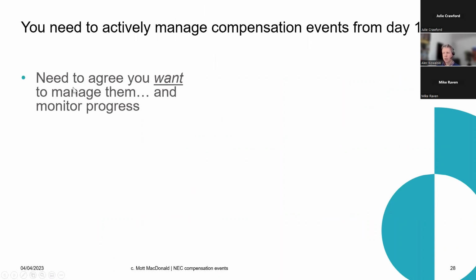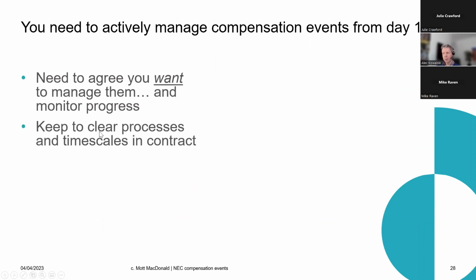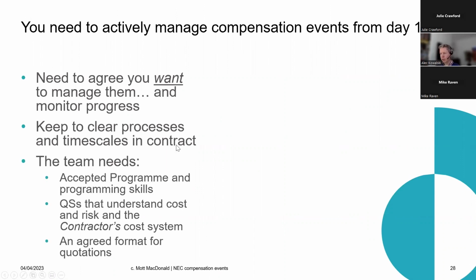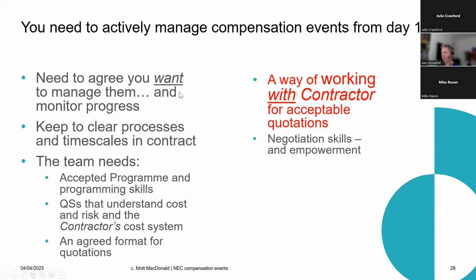You need to agree that you want to manage them and monitor progress. You need to be clear in your processes and clear in the timescales in the contract. That's all set out for you. Just remind the contractor of that and sit down and say, this is how we're going to do it. We need to look at the accepted program. We need quantity surveyors that understand cost and risk. And we need to agree a format for quotes so that they're arriving in a way that we're expecting and we understand. We need a way of working with the contractor for acceptable quotes.